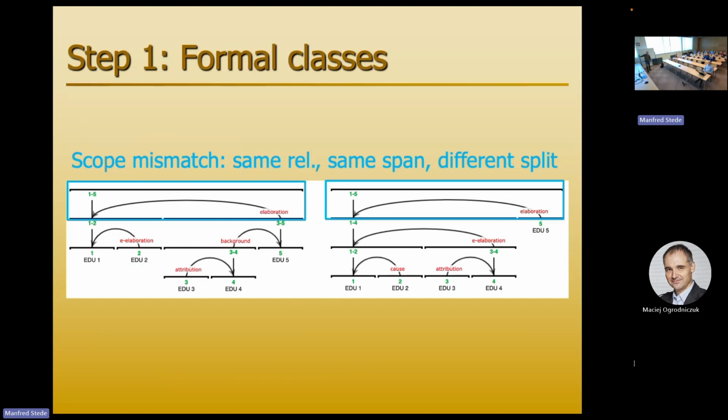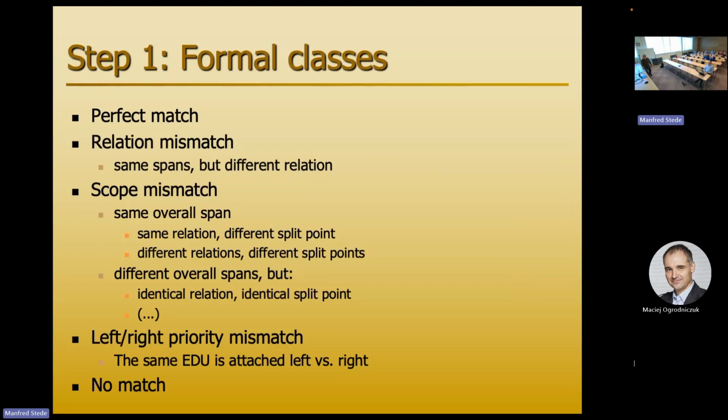Here, the elaboration is between 3 and 5 and 1 and 2. Here, the elaboration is between 5 and 1 to 4. That's one particular case of scope mismatch, and there are some others where you have different overall spans, but an identical relation and an identical split point, which means you have an elaboration, but not between this and this. That's what one annotator says, the other says it's between this and this, different units, but the same split point. And so on, some other subcases.